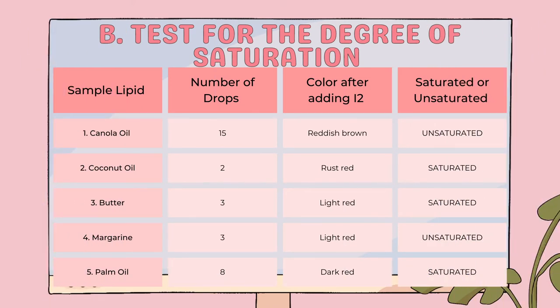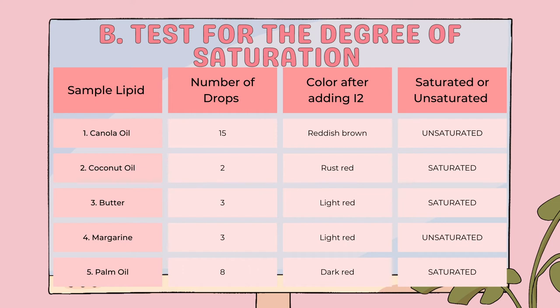Next that we're going to tackle is the letter B, the test for the degree of saturation. So we have here different sample lipids. Number 1 is the canola oil. Number 2 is the coconut oil. Number 3 is the butter. Number 4 is the margarine, and lastly, number 5 is the palm oil. So we also have different numbers of drops. In the canola oil, we have 15. In the coconut oil, we have 2. In the butter and margarine, we have both 3. And in the palm oil, we have 8.